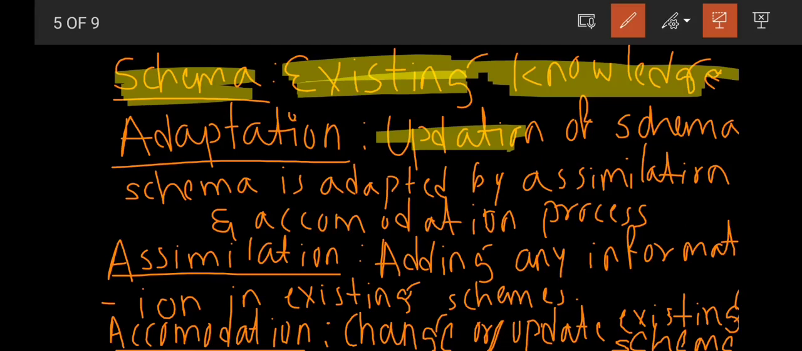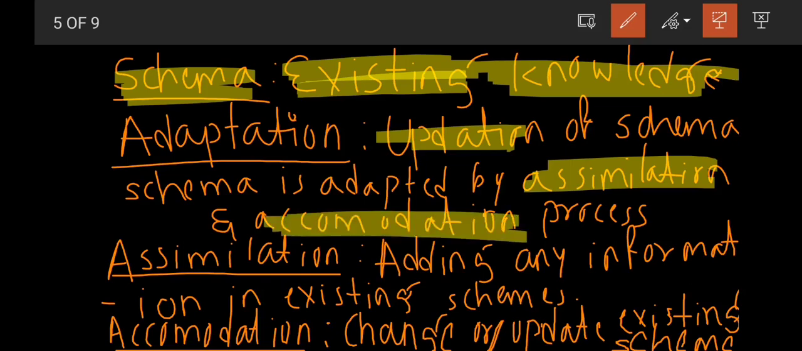So what should the child do now? He has to update his schema. He has the schema that anything that flies is a bird, but he is seeing the aeroplane and thinking that it is also a bird. Now he has to update his schema: the aeroplane is not a bird, it is an aeroplane. Everything that flies is not a bird, and he has to update that. This updating is achieved by two processes: assimilation and accommodation.